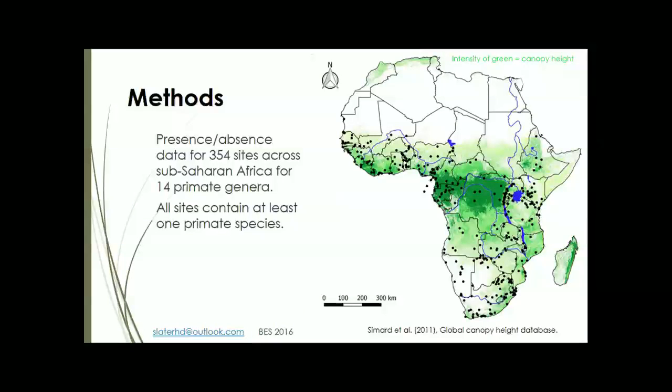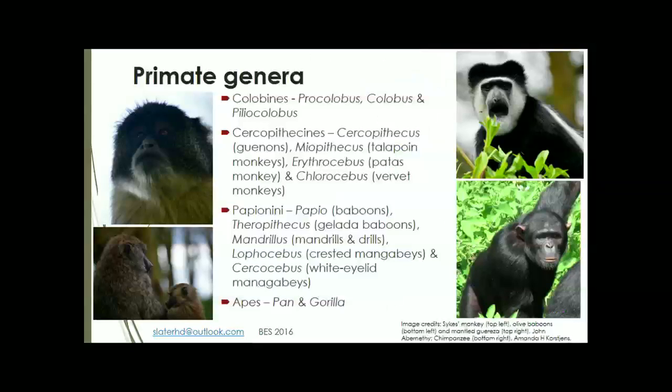The methods that we used: we collected presence-absence data for 354 sites across sub-Saharan Africa, which you can see here. All of the black dots are our study sites. The map here is a canopy height map of Africa, so the intensity of green shows the canopy height, the darker the green, the taller the canopy height. We had 14 different primate genera that we were looking at, and all of these sites contained at least one of these different genera. These are the genera that we were using.